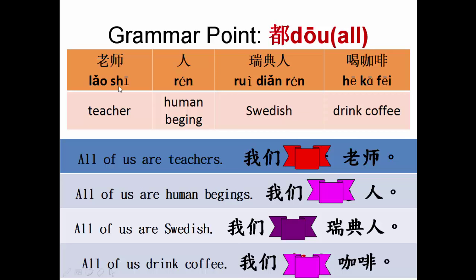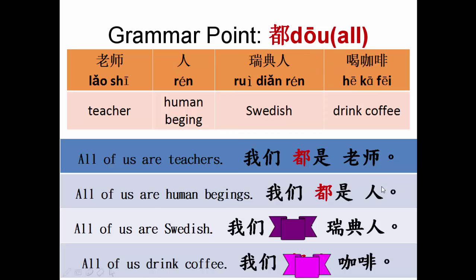We got 老师, teacher, 人, human being, 瑞典人, Swedish people from Sweden. 喝咖啡, to drink coffee. Okay, so now let's say this one. All of us are teachers. 我们都是老师.